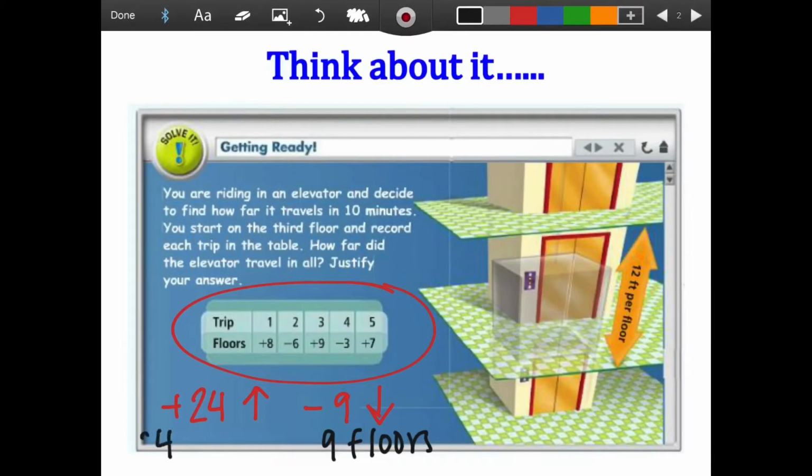And here we went up 24, so we're still traveling 24 floors. So to figure out the total, we are going to add 24 floors plus 9 floors, which gives us a total in 10 minutes. We traveled 33 floors. And this is very important to remember when we're talking about absolute value.